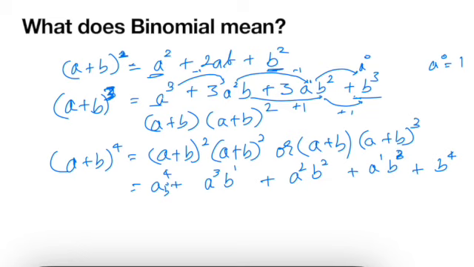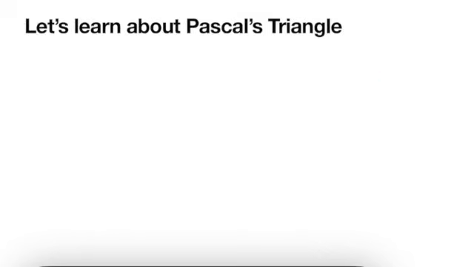But what about these coefficients, 3 and 3? How do we find the coefficients here? For this, we have something called the Pascal triangle. Let me show what that is.